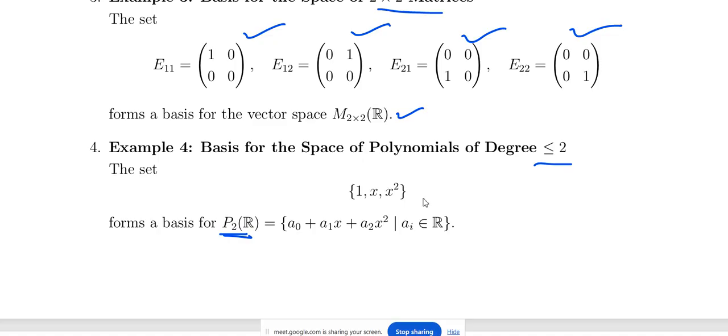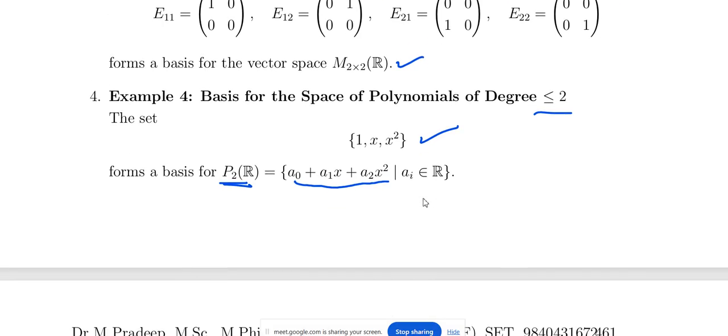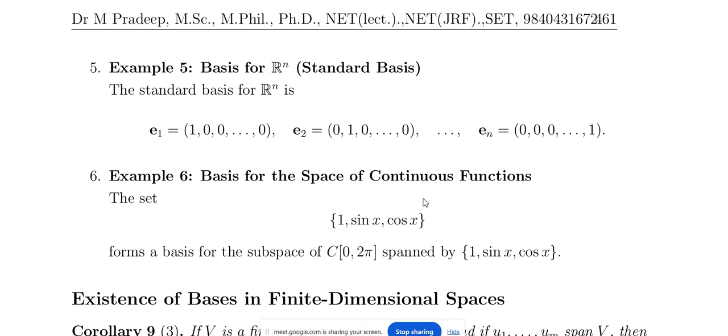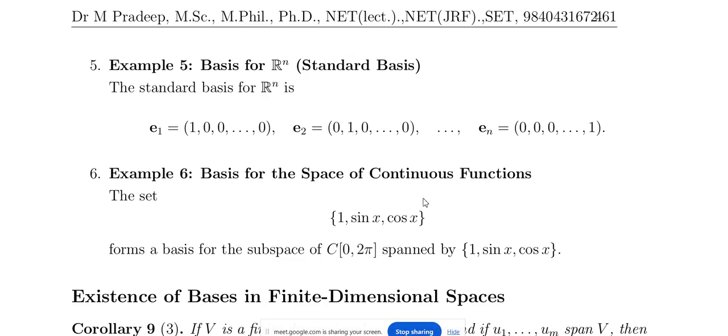That means polynomials of degree less than or equal to 2, where the coefficients are real numbers. That is the notation: a0 + a1x + a2x², where ai belongs to R. So 1, x, x² is the basis for this space. This will be very helpful for CSIR NET. And the basis for R^n, we already saw R², R³, the same idea.